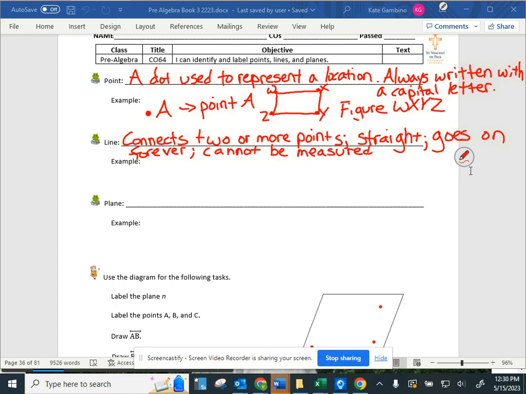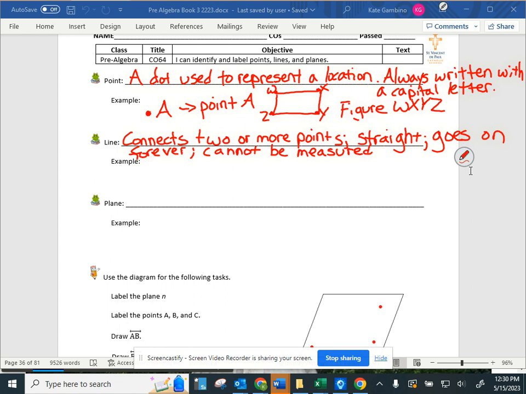Why do you think our line cannot be measured, Chance? Because it goes on forever. Okay, if you say it's 6 inches long, that's not a line, that's a segment. The line goes on forever, so we can't say how long it is because numbers go on forever.